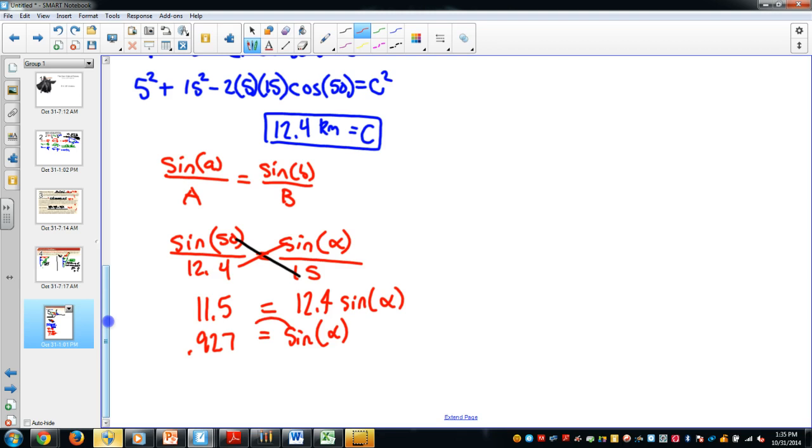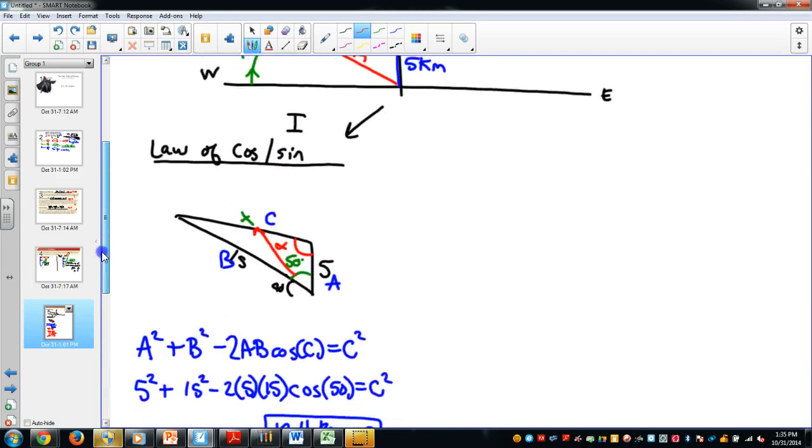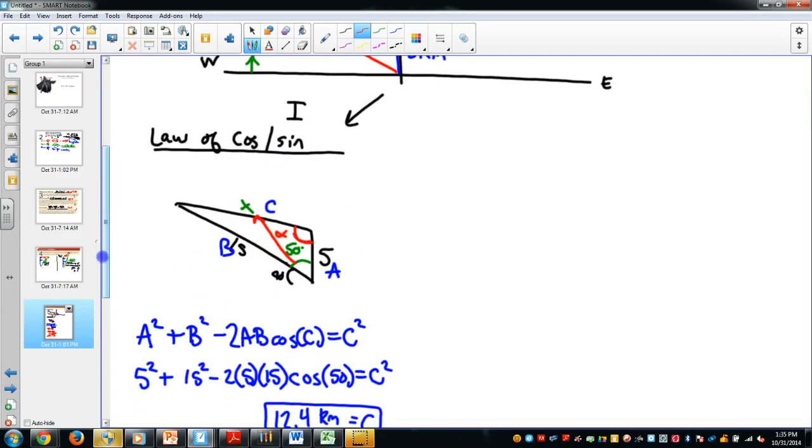And then I have to move the sine over. And remember how we do that? You do the inverse sine. So I take the inverse sine of this, and you get 68 degrees. So I got to be careful. I want to walk. So I know this angle is 68 degrees. This is 68 degrees.